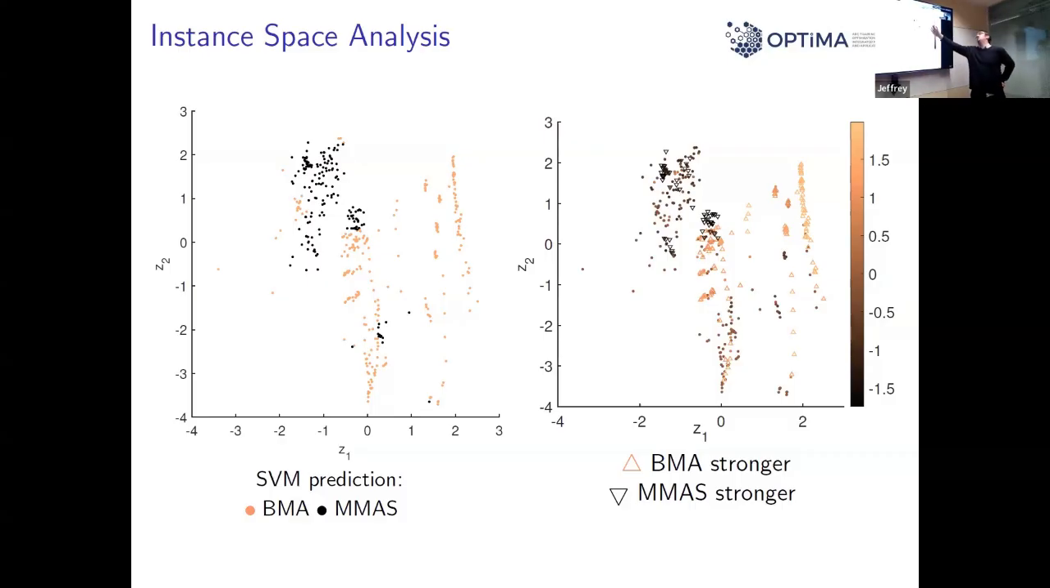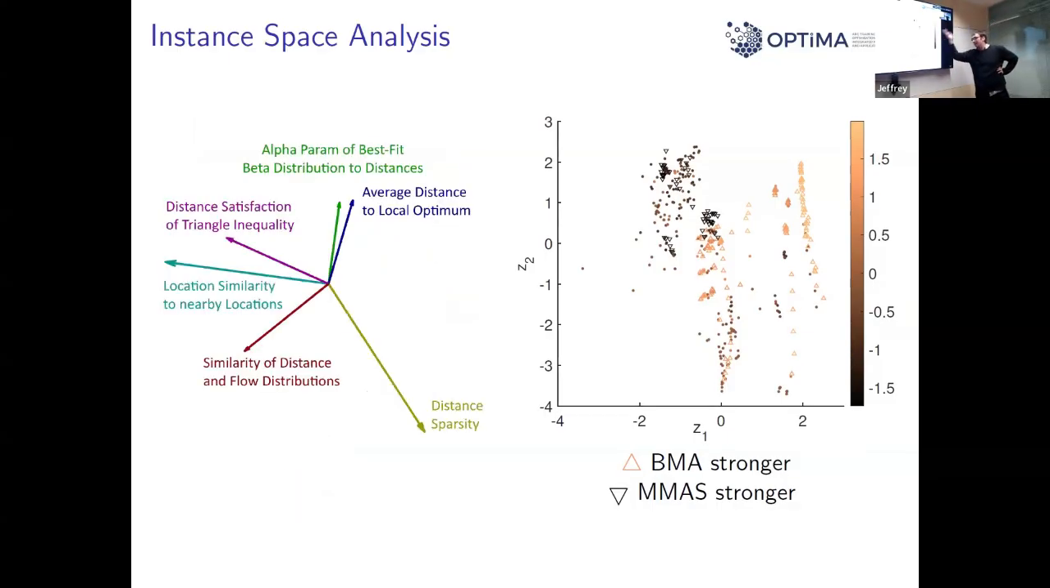We have this nice separation between the instances which are good for one algorithm and the instances which are good for the other. We have some holes maybe in the instance space, maybe we could fill them, but there's a bigger problem here. And to explain it, I'm going to have to go back to the projection matrix represented by these arrows. So let's actually have a look at what these features are.